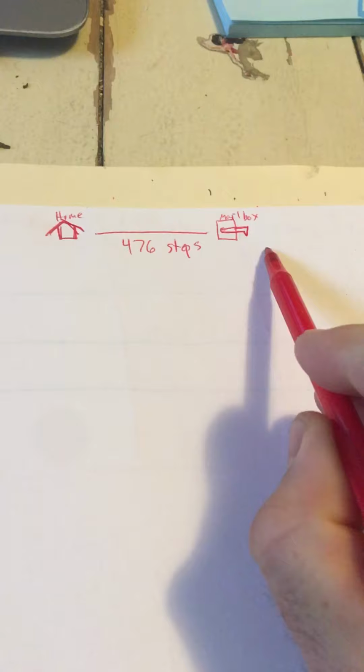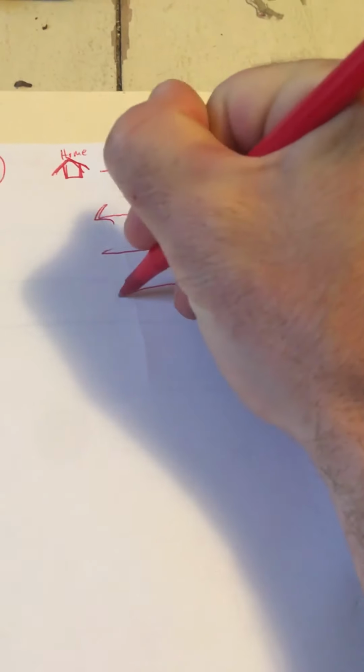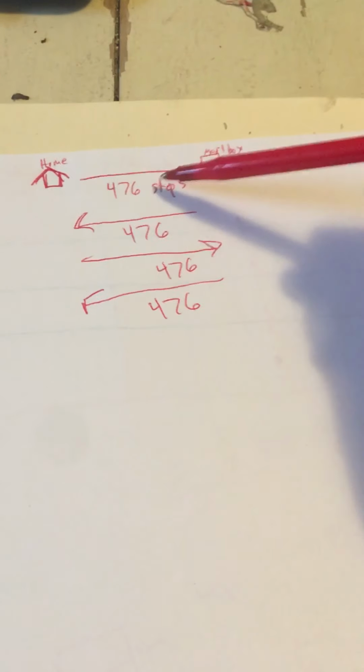Okay, and it said she did that 12 times, so then she's going to go back 476 more steps. So she went there, 476, back 476. This way, 476, back 476. And she's going to do that 12 times, so I don't need to really finish my model. I could do 476 plus 476 plus 476 and do that 12 times. That's one strategy I could use to solve this.